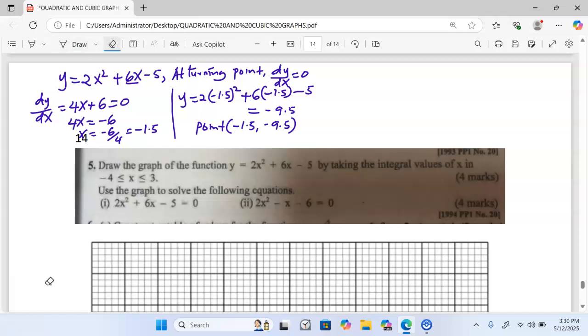We can bring this point here, that is the point of intersection. The point of intersection is going to be (−1.5, −9.5). Then I want to use this upper part here to draw the table.